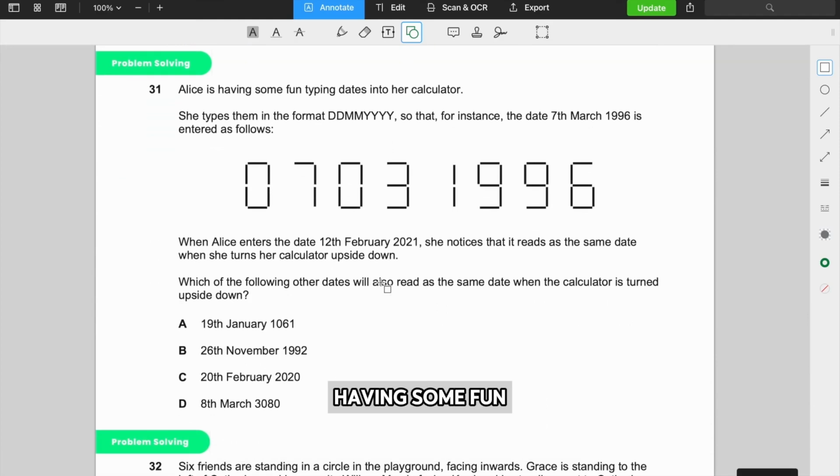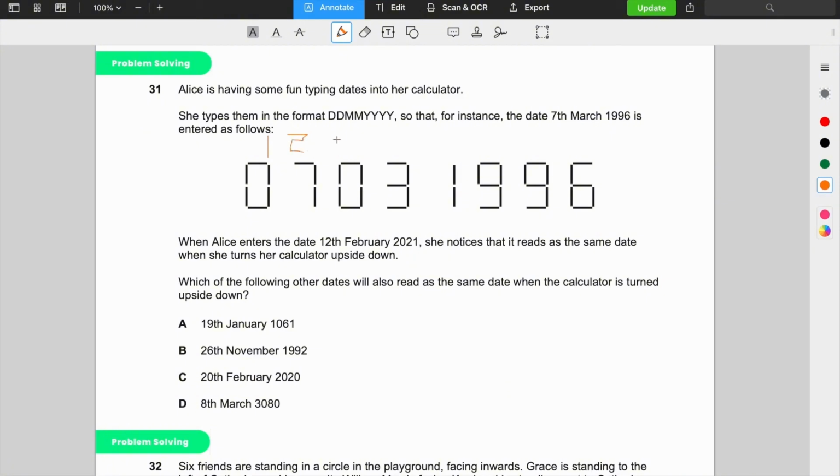Alright, Alice is having some fun typing dates into her calendar. She types them in the format DD, so day, month, year. Okay, so 7th of March 1996. When she enters the date 12 February 2021, she notices that it reads the same date when she turns it upside down. Okay, so, yeah, I think you guys know what 12th of February would look like. It would just look like that.